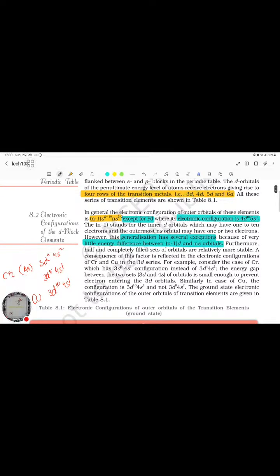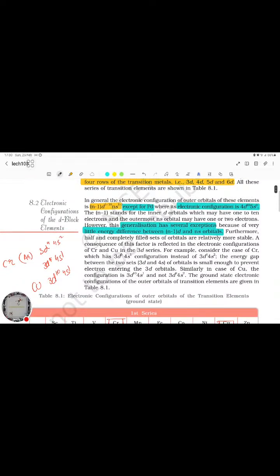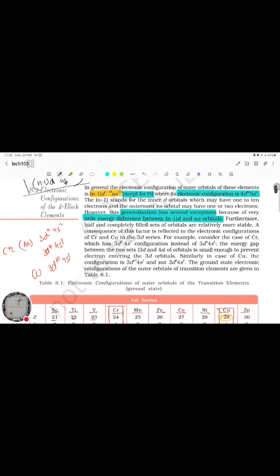All these series of transition elements are shown in table 8.1. So we'll talk about the electronic configurations. In general, the electronic configuration of the outer orbitals of these elements is (n-1)d1-10 ns1-2. So in the penultimate energy level we'll have a 1 to 10 configuration in the d orbital, and then in the s orbital of the ultimate energy level we'll have 1 or 2 electrons, except for palladium.